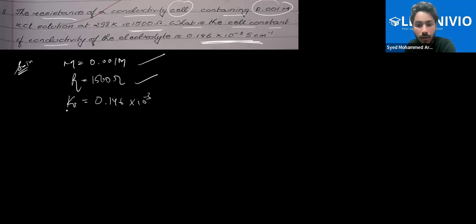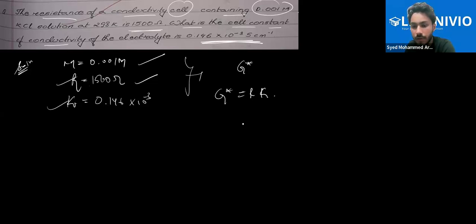So conductivity is there, molarity is there, and resistance is there. What is the cell constant? G star is asked. What is the formula? G star equals R into K. R is given to you, K is given to you. Just put the value, get the answer. So 1500 multiplied by 0.146 into 10 to the power of minus 3.